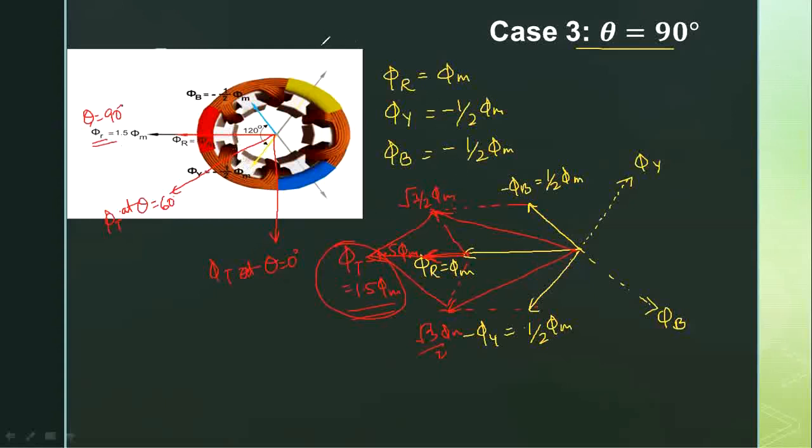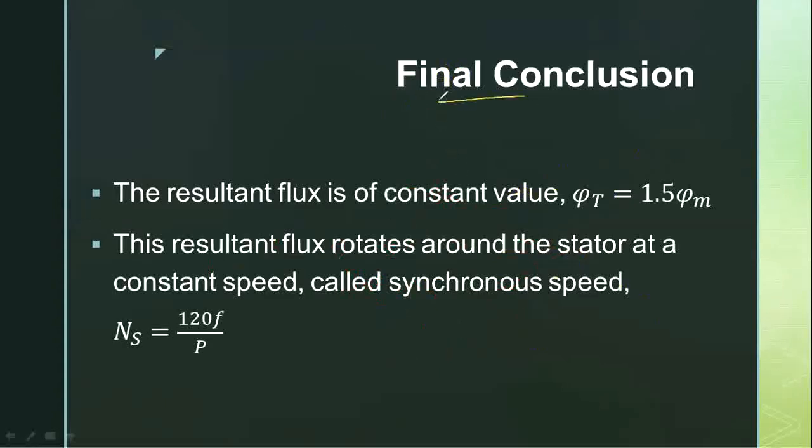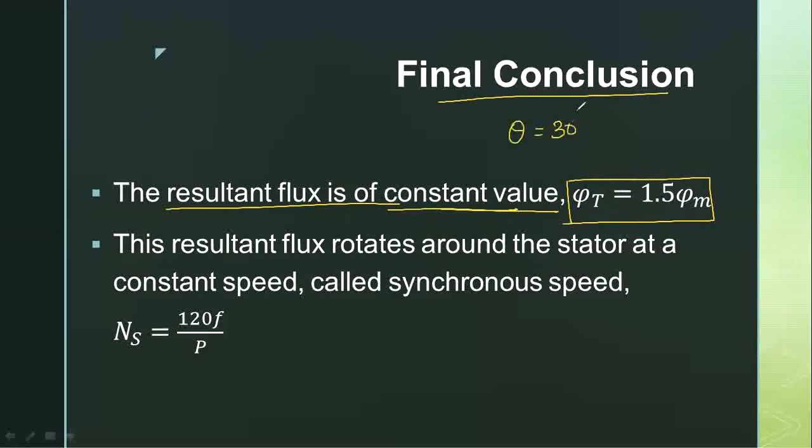Okay, so what conclusion can we draw from this? The final conclusion is that the resultant flux is of constant magnitude, having a value of 1.5 times phi m, right? In each case we have seen that the value of phi t was the same. Now I have considered only 3 cases. We can consider any other phases, for example theta equals 60 degrees, theta equals 120 degrees, theta equals 180 degrees, and so on, right? In all the cases, we will always get the magnitude of phi t equal to 1.5 times phi m. And this resultant flux rotates around the stator at a constant speed.